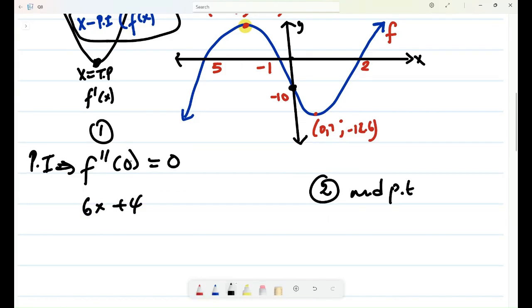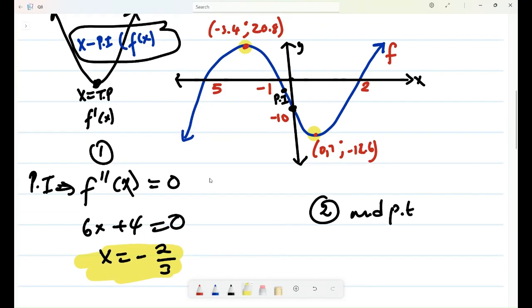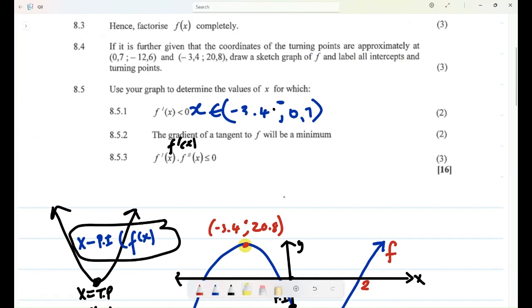It should equal 0. It will equal 0. Therefore, x is going to be negative 2 divided by 3. Do you agree with me? The point of inflection is more or less between these points. If it is between these two turning points, it is somewhere maybe here. This is the point of inflection, where our tangent will have a minimum. So we'll say x is equal to negative 2 divided by 3.